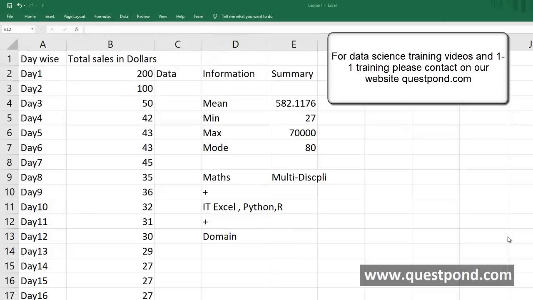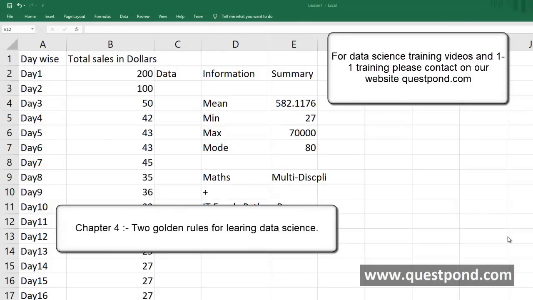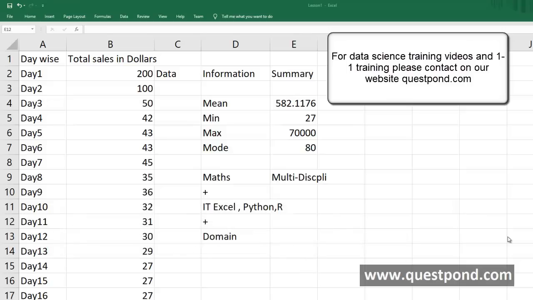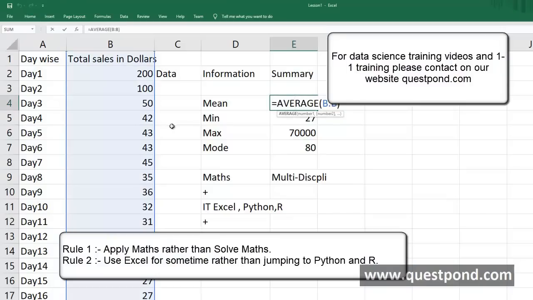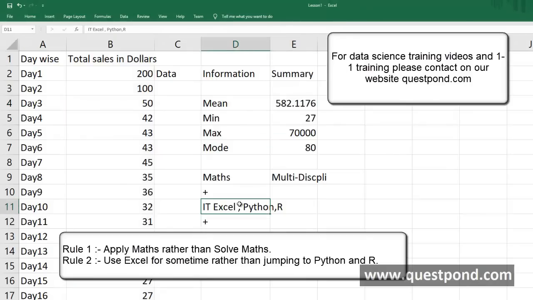Throughout these lessons, I would advise that you follow two golden rules if you really want to be successful in the data science field. The first rule is: do not solve maths, but try to apply maths. For example, when I wanted to calculate the average of this data, I did not say x1 plus x2 till xn divided by n. I just used the average formula of Excel. Solving maths by physical pen and paper won't really help you.